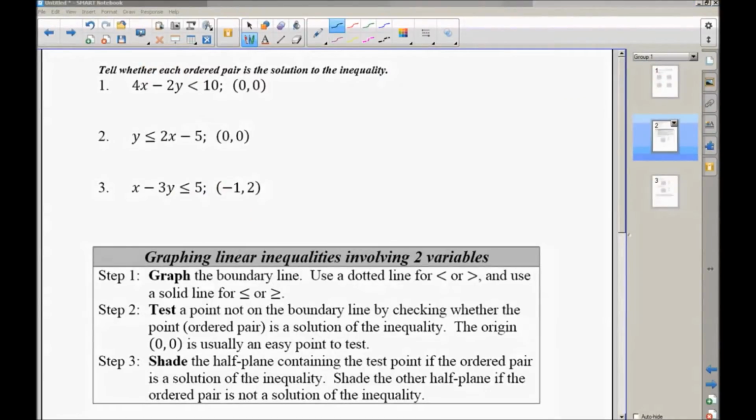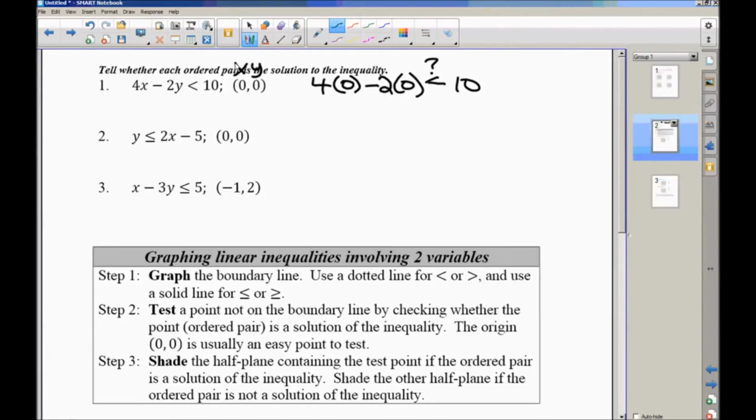All right, on page 2, our directions say, tell whether each ordered pair is a solution to the inequality. So we want to test each ordered pair. The ordered pair in the first one is (x, y). Remember, it's an ordered pair because the x coordinate comes first. We want to plug it in for x and y and see if this mathematical statement is true. So replace the x variable with 0, replace the y variable with 0, and we're testing, is this less than 10?